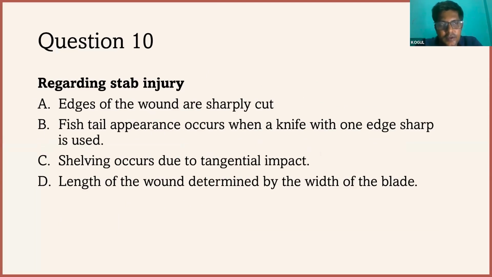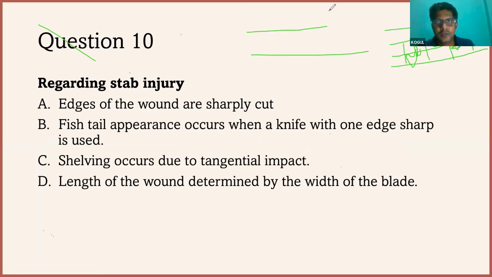There is undercutting and shelving. I can't read the pictures. Usually tangential means this type. When the cut occurs with tangential force, this is how a step is formed. So you can get a step injury here. This end of the area we call undercutting, and this area we call shelving. So only with tangential force will you get this type of shelving area. This is the undercutting side of the skin or tissue part. So tangential impact is true.